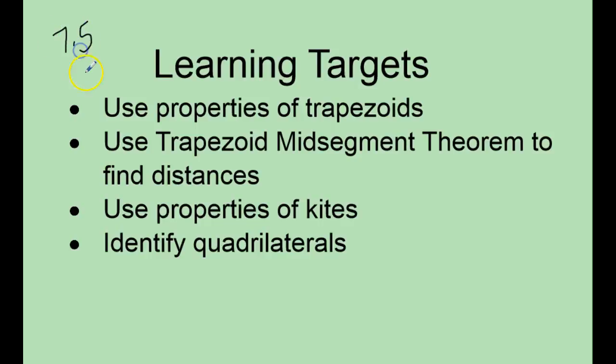Right, here we're looking at 7.5, and our learning targets are to use properties of trapezoids. Then we're going to use the trapezoid mid-segment theorem to find distances. We're going to then use properties of kites, and finally we're going to identify quadrilaterals using all of the information that we know to figure out exactly what kind of a quadrilateral it is.